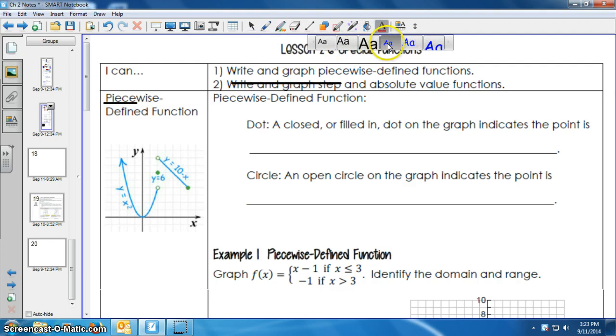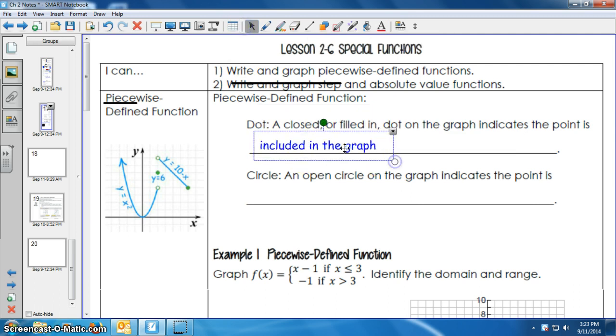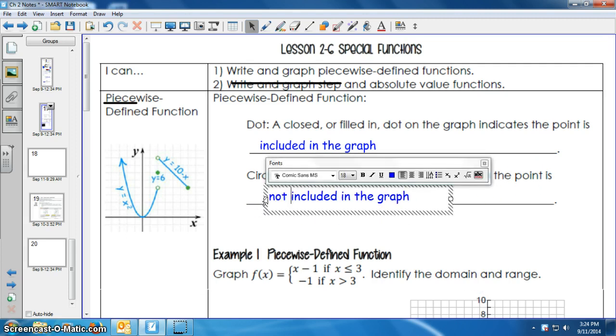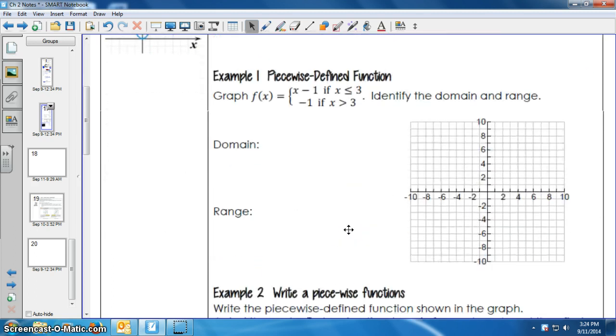So what we have first is recognizing a dot versus a circle. A dot, as you can see right here and right here, a closed or filled in dot on a graph indicates the point is included in the graph, meaning it could be equal to that. And then an open circle indicates the point is not included in the graph. So those dark lines mean it could be solutions, but then the open circle means it stops there and that point is not included. So let's go ahead and take a look at this piecewise.